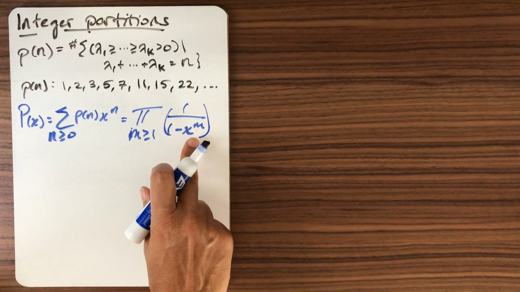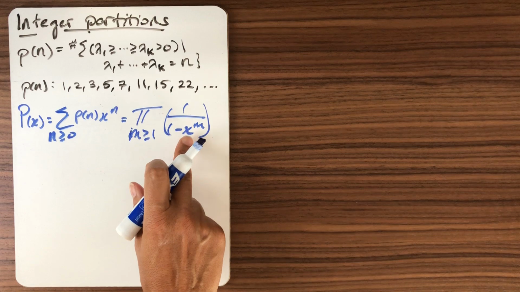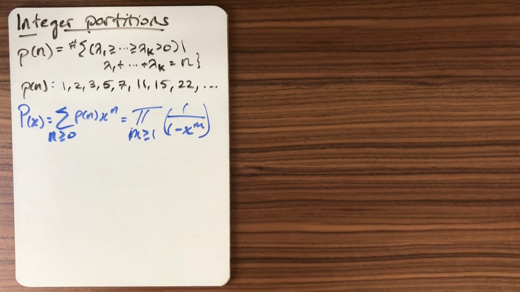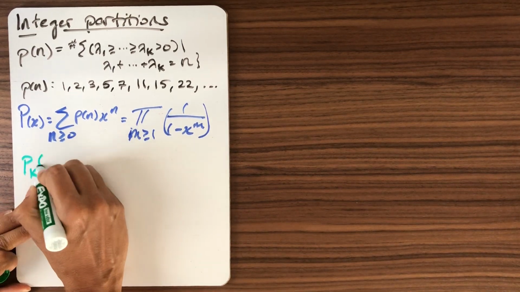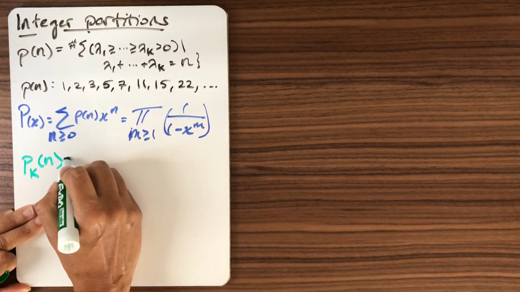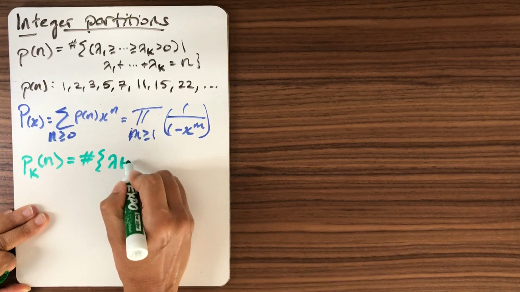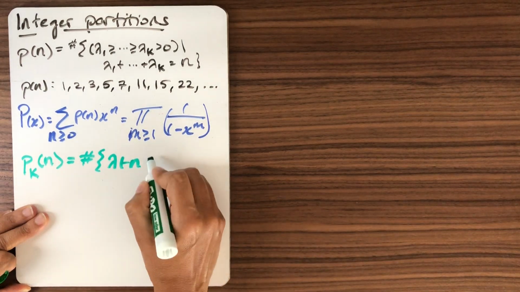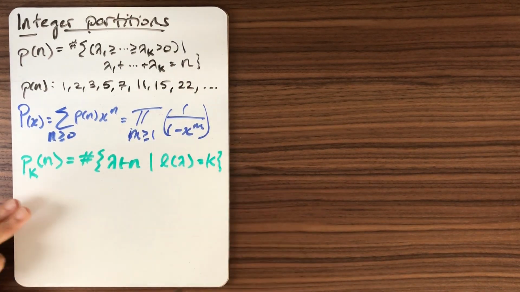Here, we're thinking of 1 over 1 minus x to the m. Choosing a term out of this infinite sequence is the same thing as choosing how many parts are equal to m. We're going to keep that in mind, and think about a refined way to understand these integer partitions. We'll do that by looking at a 2-parameter count, p_k(n), the number of integer partitions of n such that the length of lambda, the number of parts, is exactly equal to k. This is a refined way to count integer partitions.